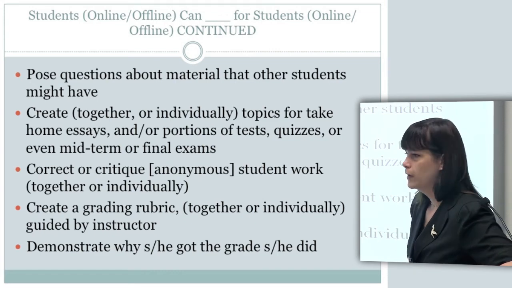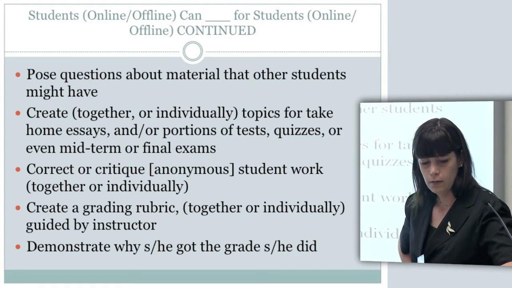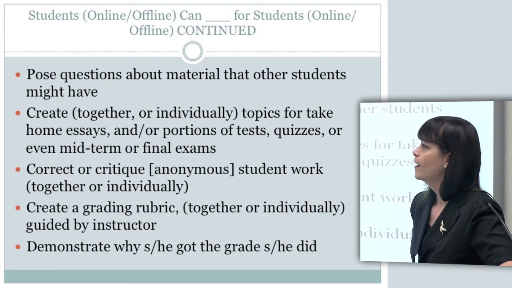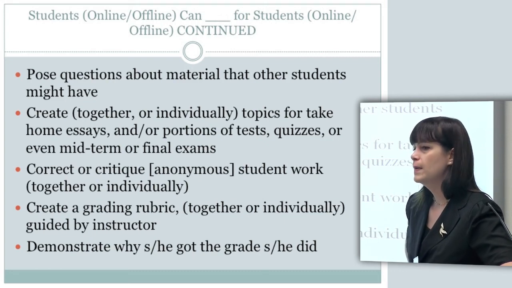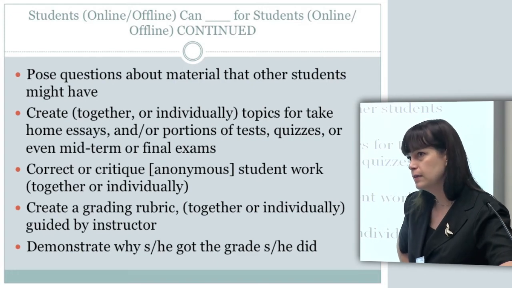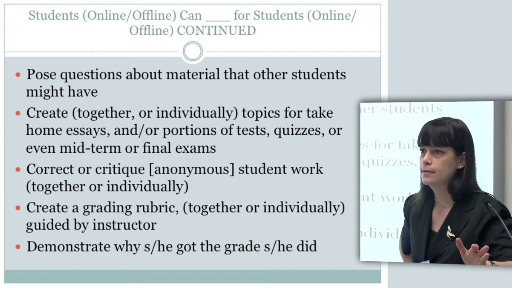Then there's the old-fashioned peer review thing. Number 3, correcting anonymous student work, maybe some of which you created. But again, the bad examples that come across our desk can be copied or translated by us so that we don't have to brainstorm bad examples completely out of our head.